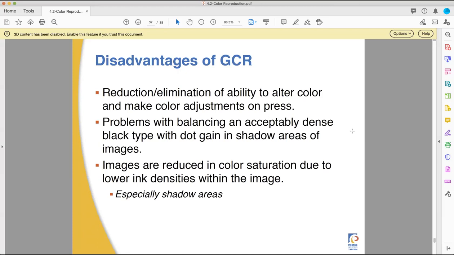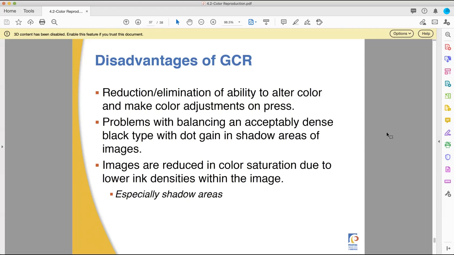Also, you can have a problem with balancing dense enough black type with dot gain and shadow areas. So the darker parts of the image start to look very, very dark. And if you're trying to have black type near it and trying to make it look similar enough, make it look dark enough, you're going to have difficulties with that.